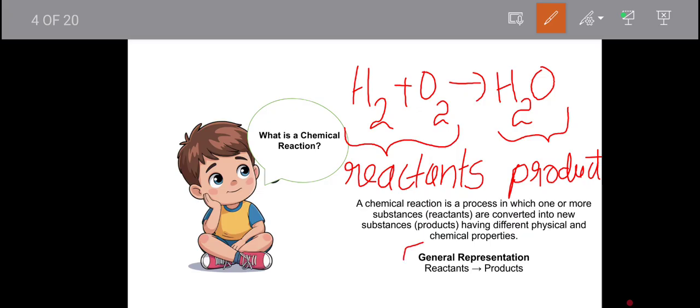So this is our general representation of a chemical reaction. That is, reactants will be combining and giving what? Products.